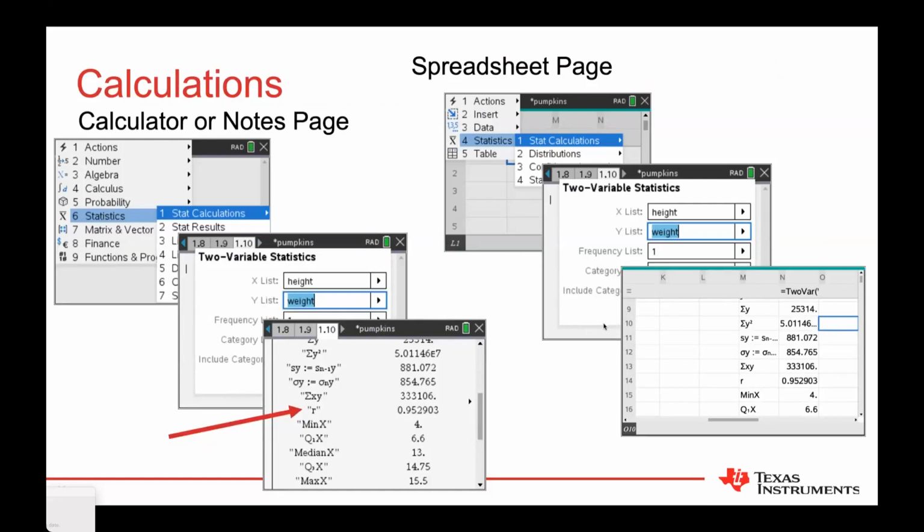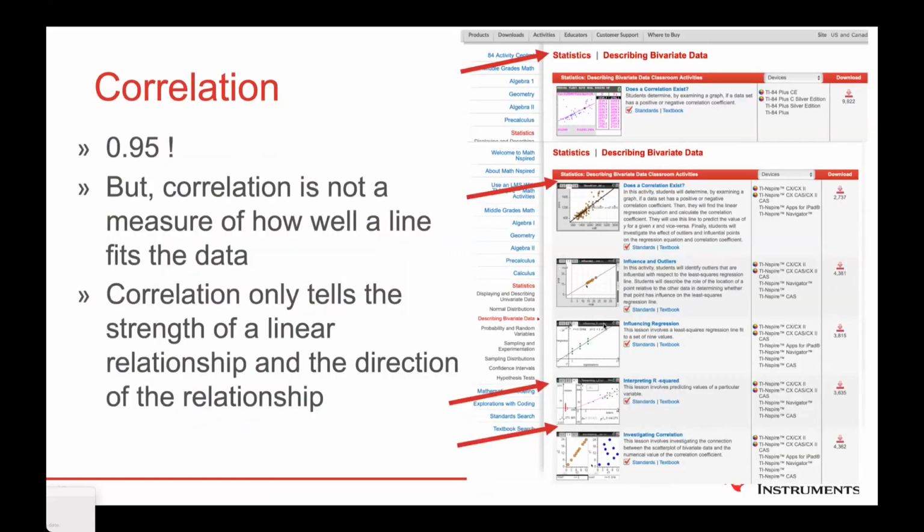So you can do the statistical calculations. Some of you probably already know this, but you can do it on both the calculator or notes page, or on a spreadsheet page. This is in the Nspire. There are several ways to get these calculations on the 84 as well. One of the things that pops up when you do these calculations is that R. See that little red arrow? It says the R, which is correlation, is 0.952903. Next slide, please.